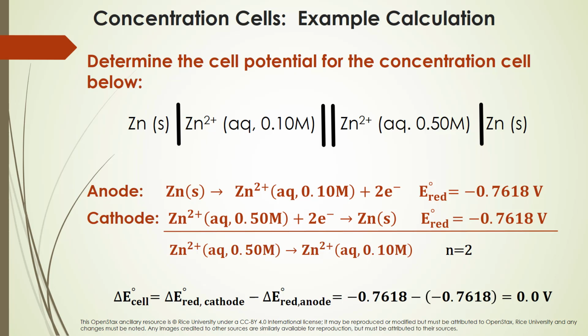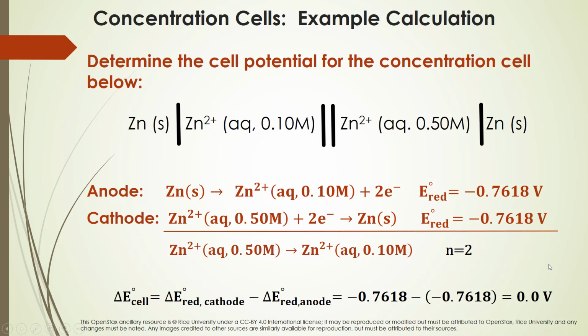So we're going to add these two equations together. We're going to cancel out the zinc metal and the 2 electrons on each side. Of course, the standard cell potential is going to be 0 because it's the same. 2 electrons are transferred in this process. So we end up going from zinc 2 plus at 0.5 molar to zinc 2 plus at 0.1 molar.